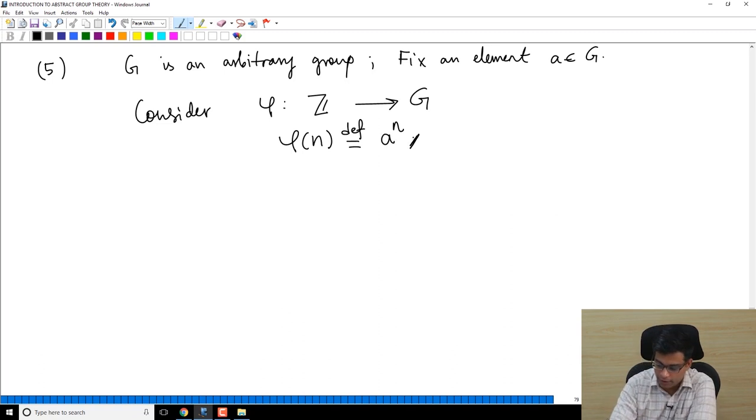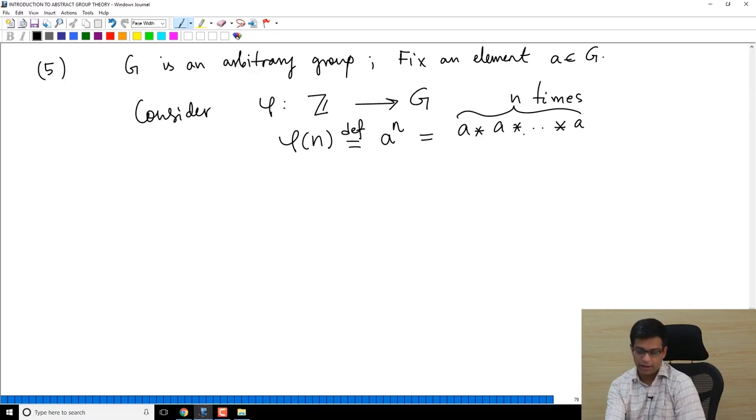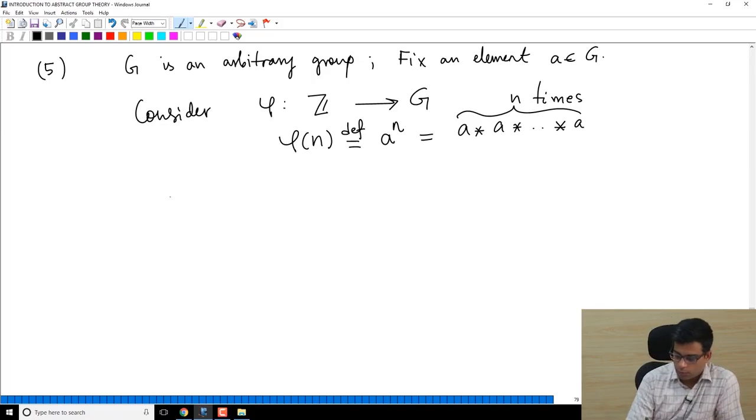Remember again, a power n stands for a star a, n times. So I am applying the binary operation of our group G to a, n times. So this is phi of n equals a power n. Now is this a group homomorphism?